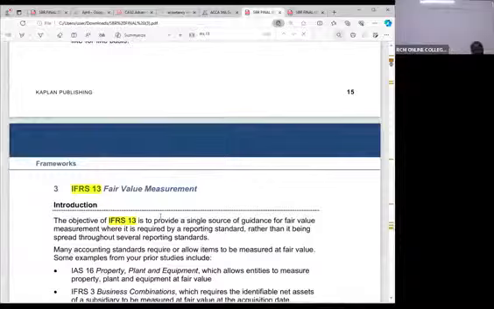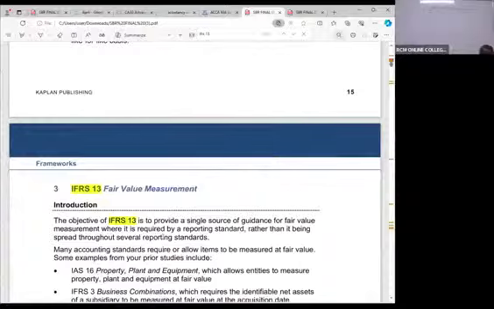It's a very short standard, and then I should be able to allow you guys to get to your normal things. So the objective of IFRS 13 is to provide a single source of guidance for fair value measurement where it is required by a reporting standard, rather than it being spread throughout several reporting standards.